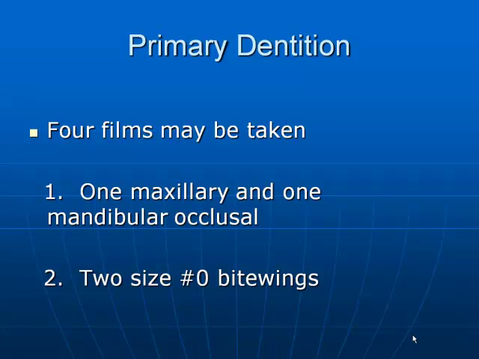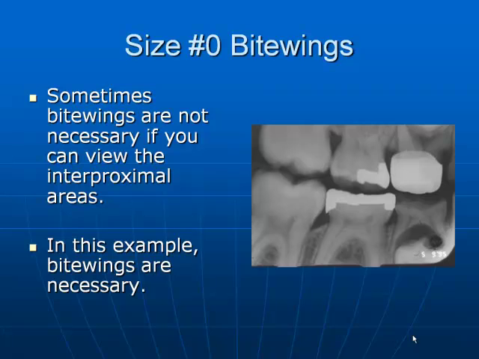And 2 size 0 bite wings are ideal for ages 3 to 6 because they are less stiff than a size 1 bite wing. Sometimes bite wings are not necessary if you can view the interproximal areas. In this example that you can see in this film, bite wings are definitely necessary to see the interproximal areas.